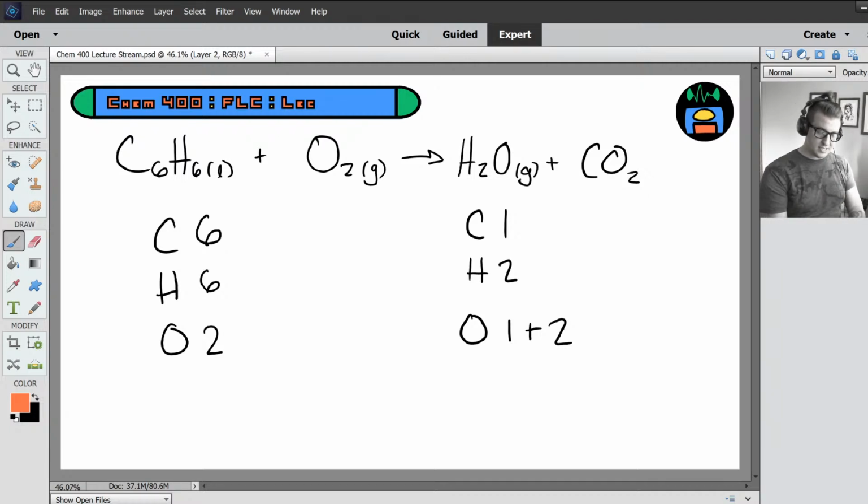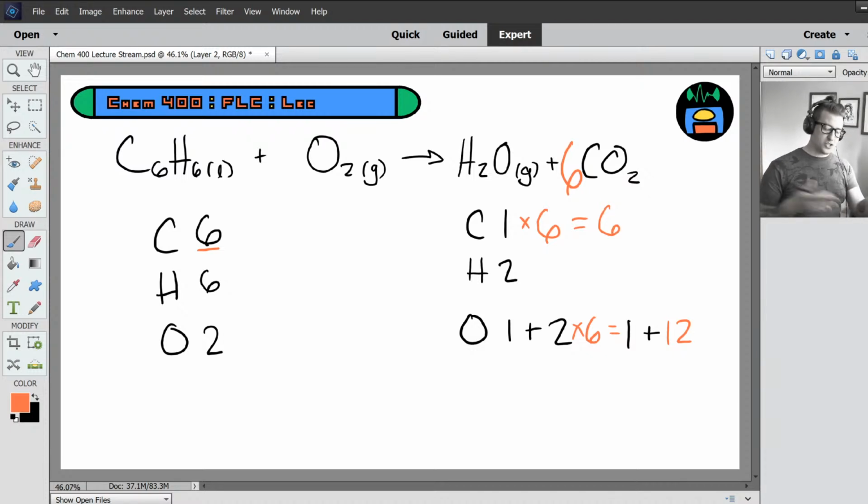We have 6 on our reactant side, only 1 on our product side. To get 6 on our product side, we need to multiply CO2 by 6. We need to produce 6 carbon dioxide molecules. This will change our oxygen count in addition to balancing our carbon count. So we will have 1 plus 12 oxygen atoms and then 6 carbon atoms. So we've got 13 oxygen on the product side, only 2 on the reactant side.